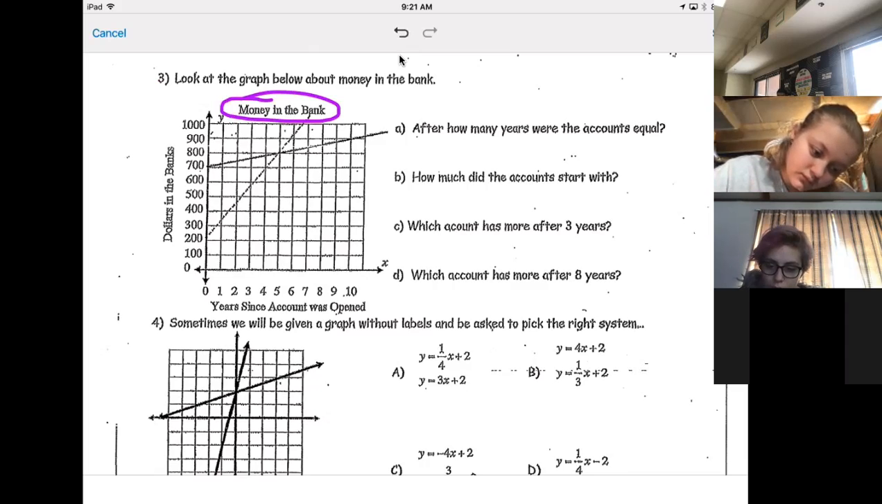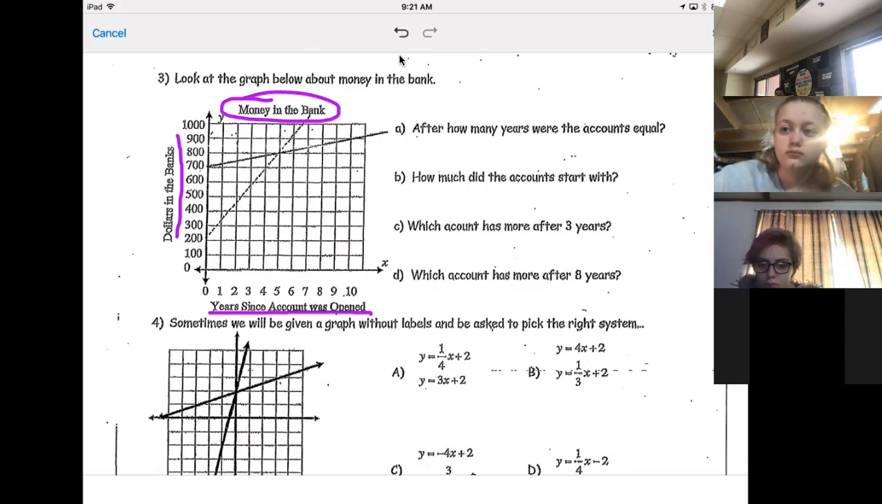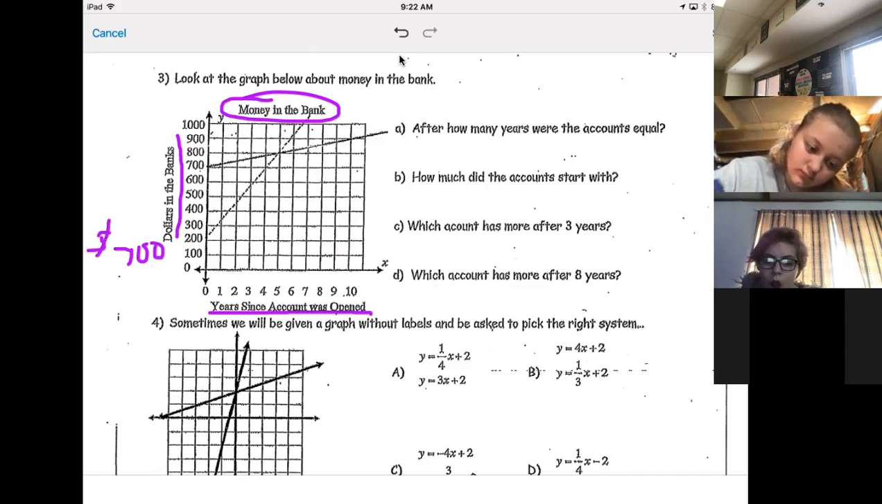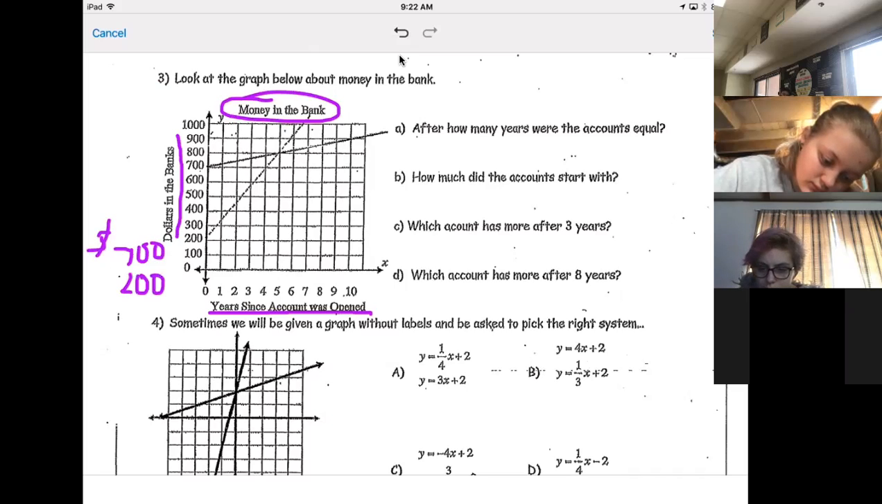Now the x value says years since the account was opened, and the y value says how many dollars are in the bank. And we've got two different accounts. We've got the solid line account, let's call that the $700 account, because that's where it started. And the almost $200 account, or a little over $200 account. So those can be our two accounts. After how many years were the accounts equal?